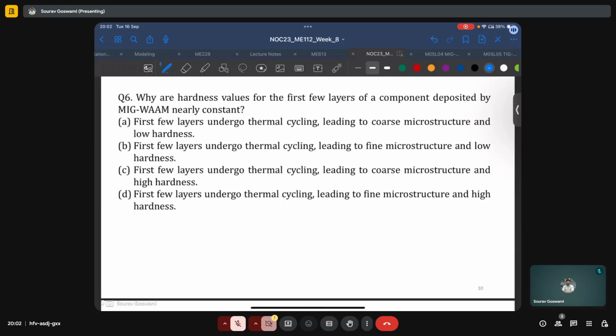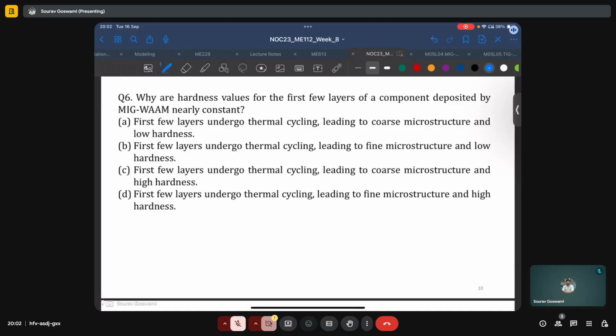Why are hardness values for the first few layers of a component deposited by MIG-WAAM nearly constant? We already discussed this in depth during the lecture, and I also showed you that demonstration on solid state thermal cycling. So this should be fairly easy.